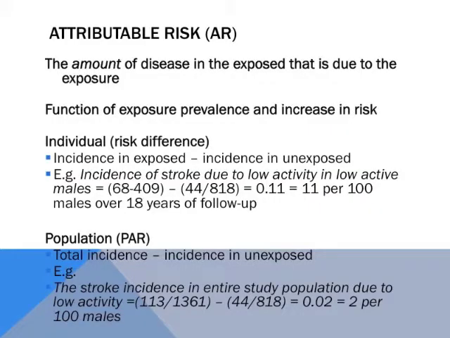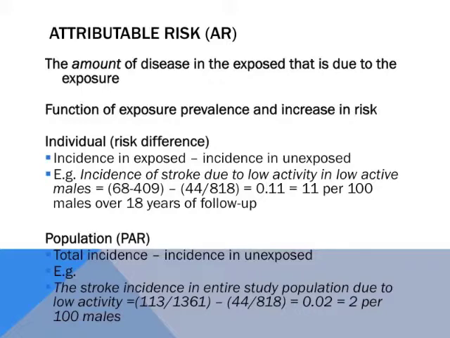Another effect measure that we have not yet covered in this course is called the attributable risk. If the association is assessed to be causal, this measure tells us the amount of disease in the exposed that is due to the exposure. It's a function of both the exposure prevalence and the strength of the association. The individual attributable risk is the difference in the incidence, either cumulative or person time, between the exposed and unexposed. The population attributable risk is the difference between the total incidence and the incidence in the unexposed.